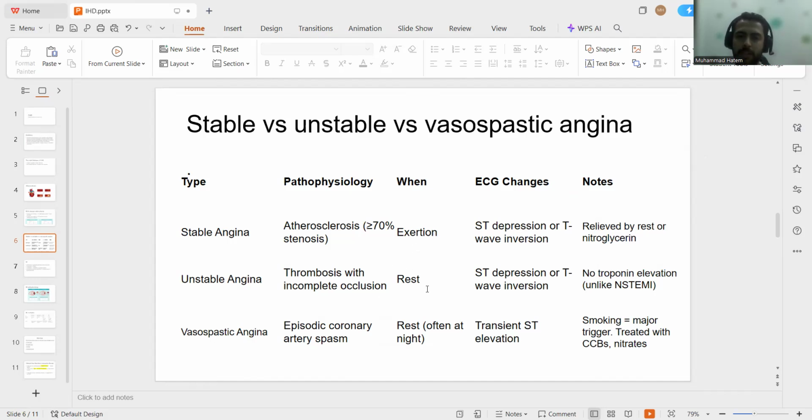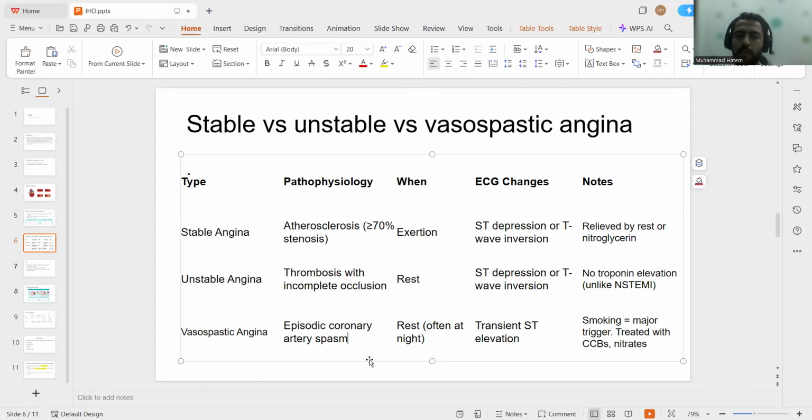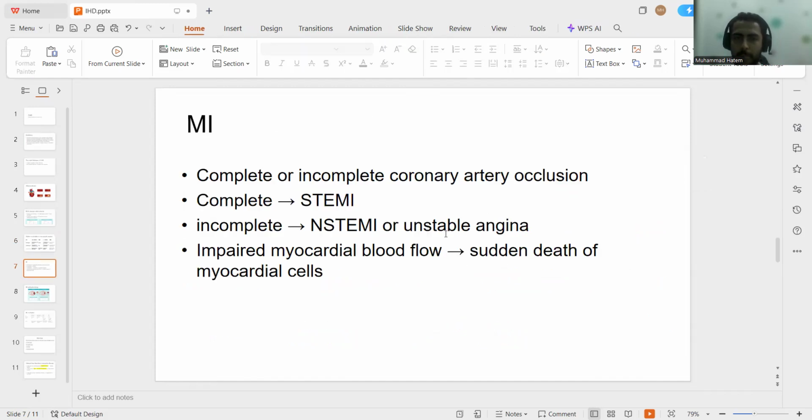All right. The third and last subtype of angina is vasospastic angina, which basically happens not due to atherosclerosis, but due to episodic coronary artery spasm. These spasms are mainly triggered at night, and they cause transient ischemia of the whole myocardial wall. Smoking is a major trigger, so smoking cessation may decrease the episodes, and it's mainly treated by vasodilators like calcium channel blockers and nitrates. In stable angina and unstable angina, there is partial ischemia of the wall, so there is ST depression and T-wave inversion, while in vasospastic angina, there is transmural ischemia, so there is transient ST elevation.